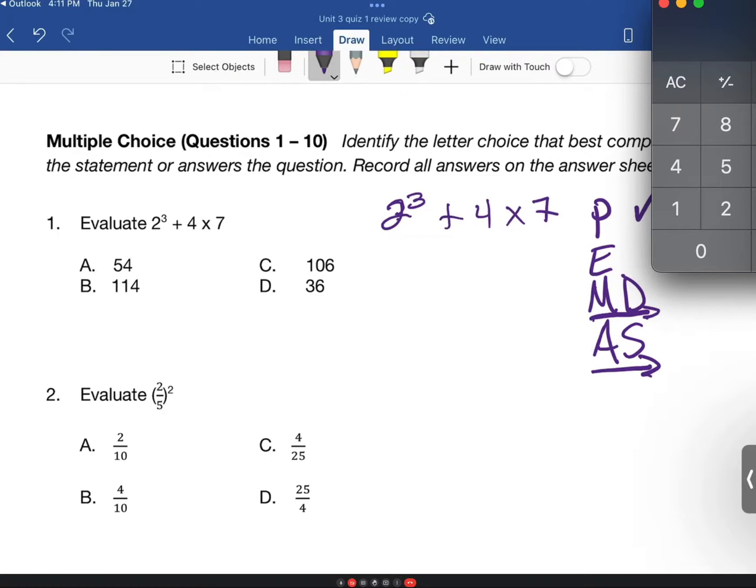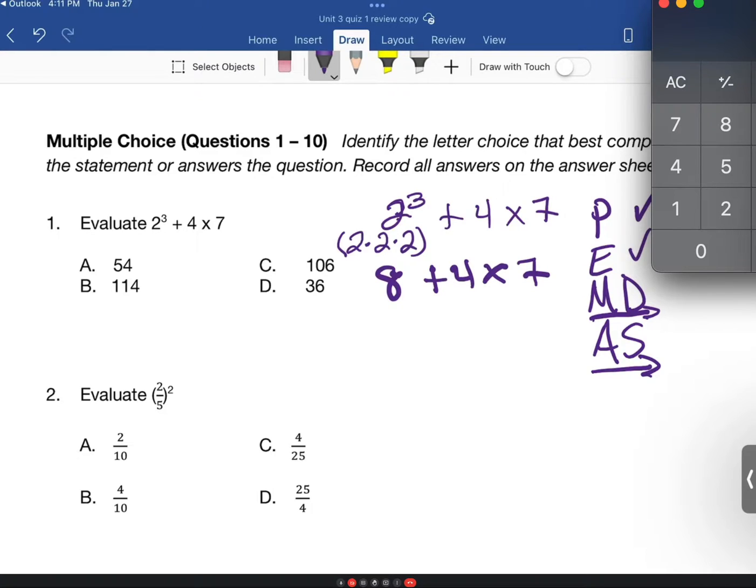Okay, so 2 to the third. What does that mean? I'm going to expand it, right? That's 2 times 2 times 2, right? 2 is the base and 3 is the exponent. So I'm multiplying 2 by itself 3 times, and that gives us 8. Now I'm going to just bring everything else down. I'm not going to evaluate anything else, right? Now, I did my exponents.